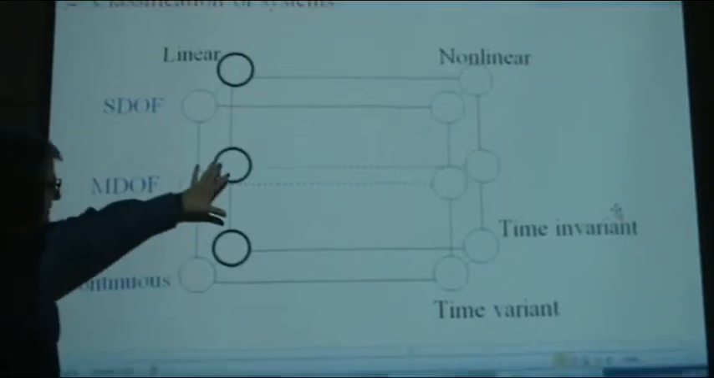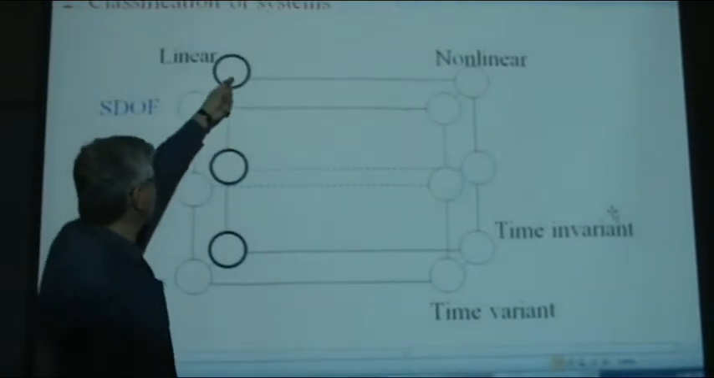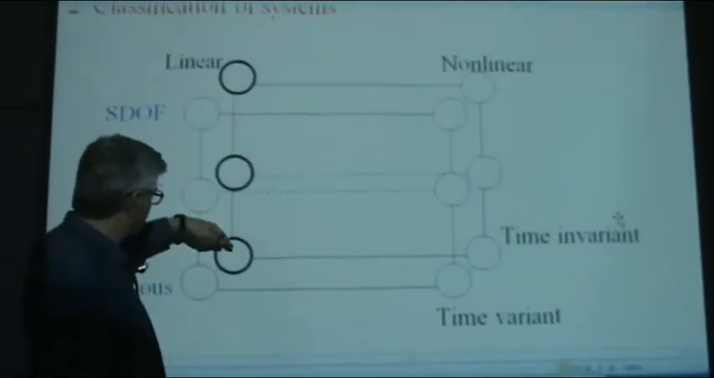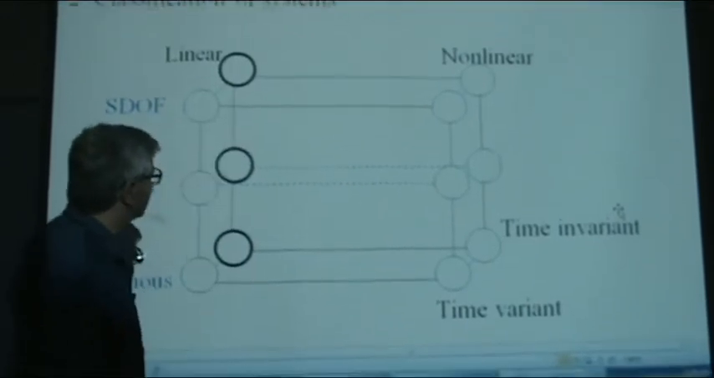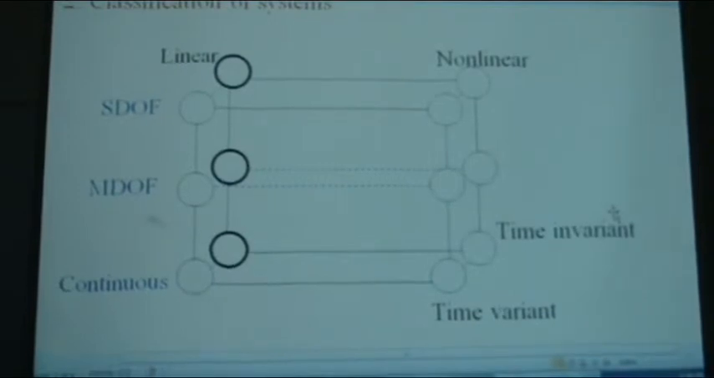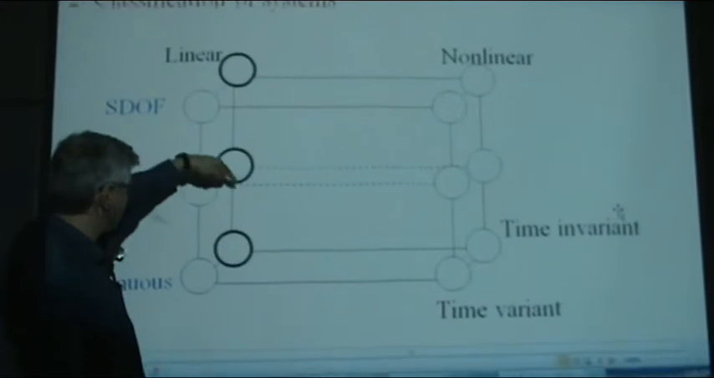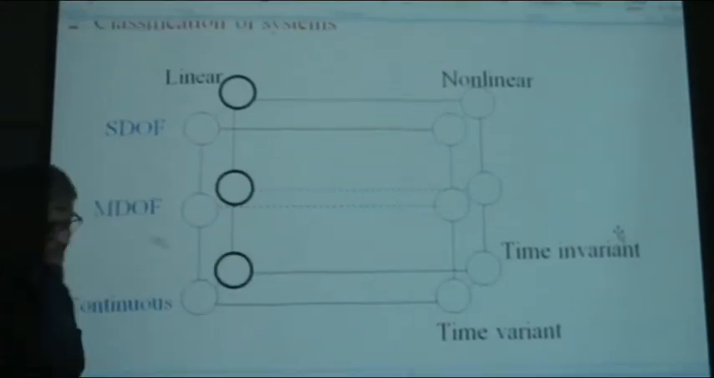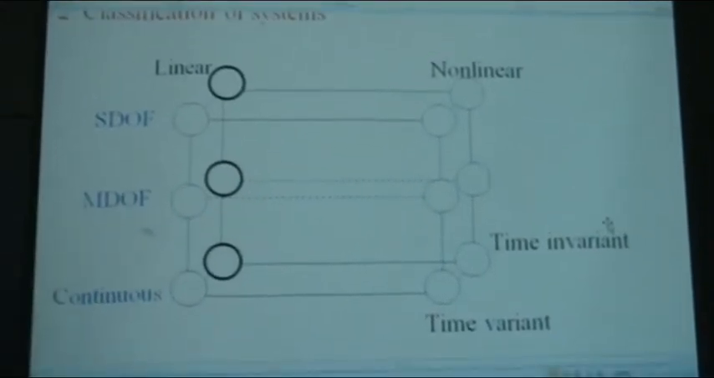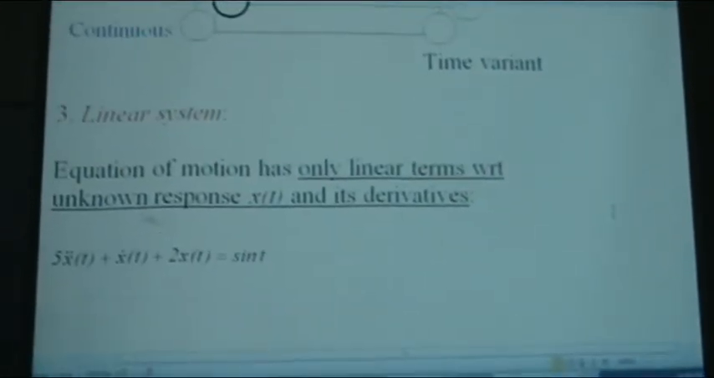And in terms of the sketch, the scope of the course is described by, or corresponds to, these three bullets. So, time invariant, linear systems with single degree of freedom, multiple degrees of freedom, or continuous systems. Then we talked about the definition of a linear system.